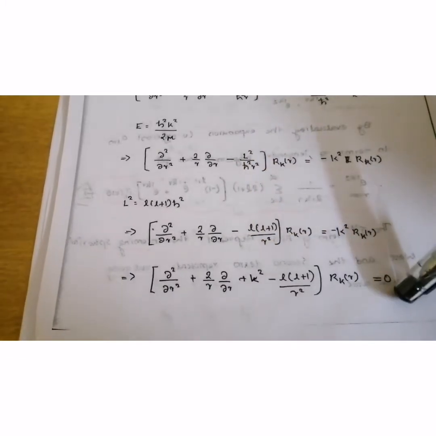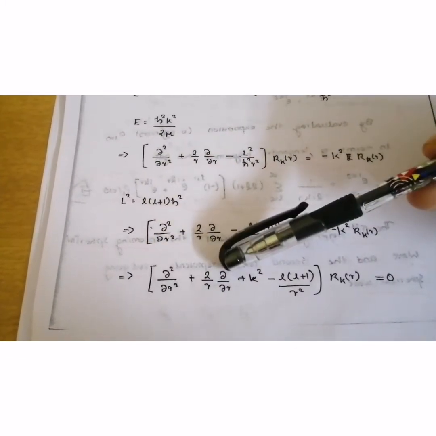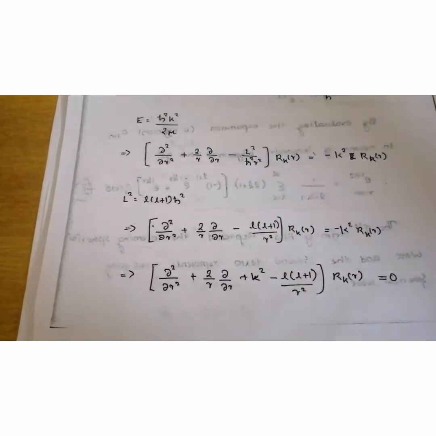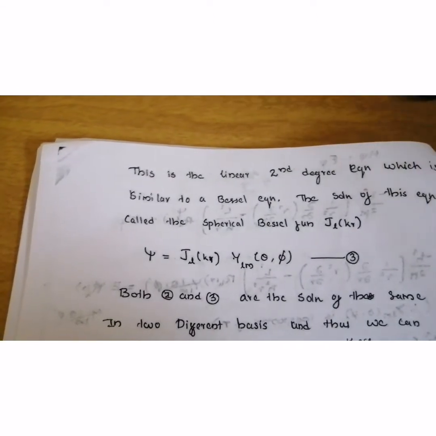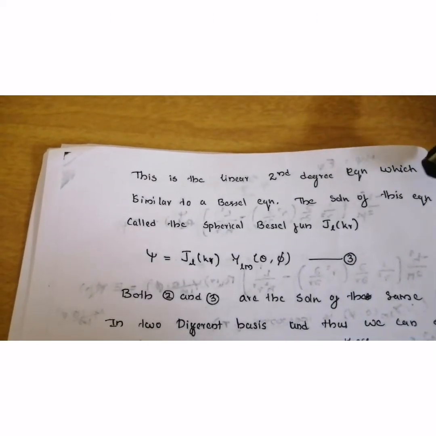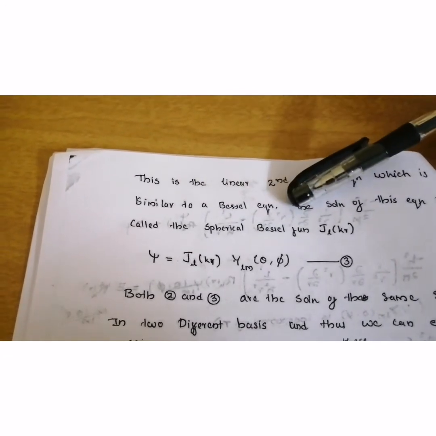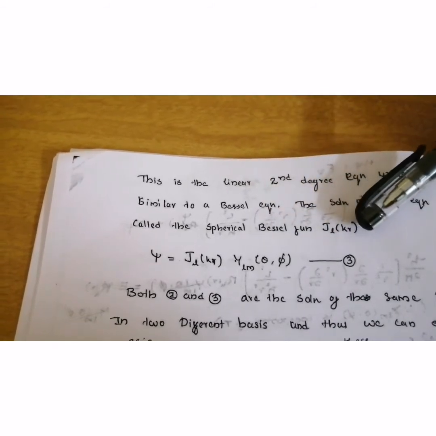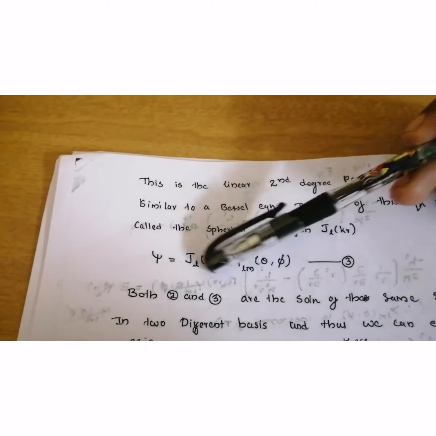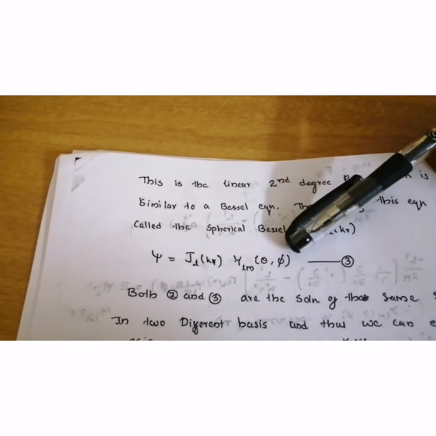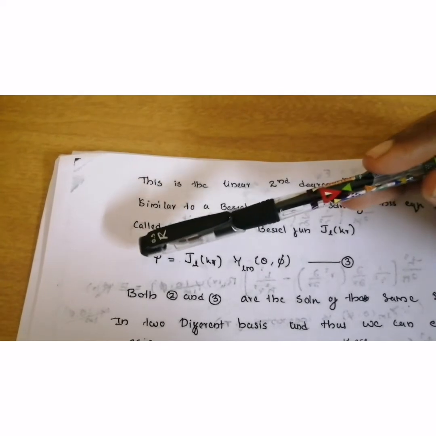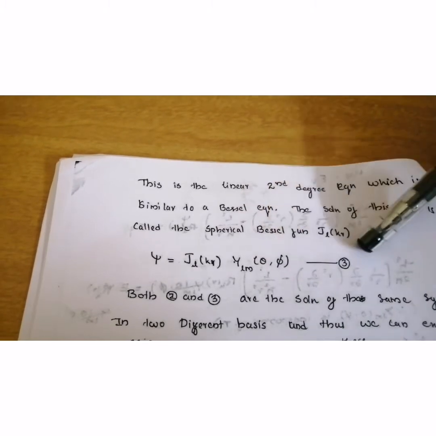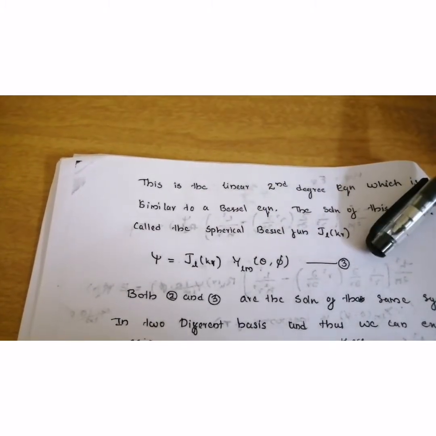So we can get ∂²/∂r² plus 2/r into ∂/∂r plus k² minus L(L+1)/r² into R_kl(r), that is equal to 0. We get a Schrödinger equation, which is a linear second degree equation, similar to the Bessel equation. The solution of this equation is called the spherical Bessel function, that is j_L(kr). j_L(kr) is the Bessel function, and Y_LM(θ,φ) is the spherical harmonics. So we have the general solution, ψ is equal to j_L(kr) into Y_LM(θ,φ), that can be put as equation number 3.